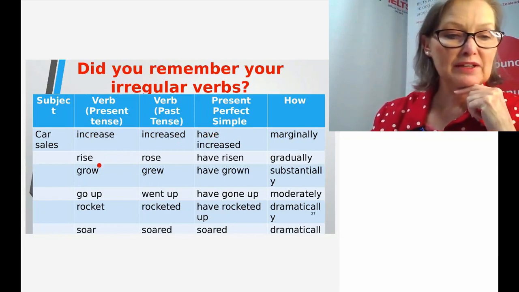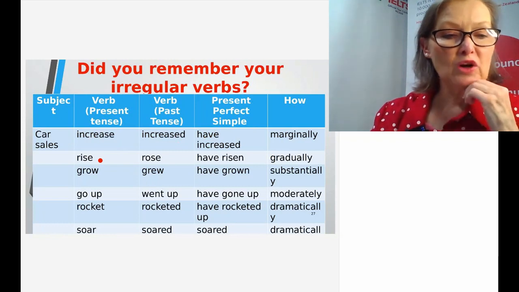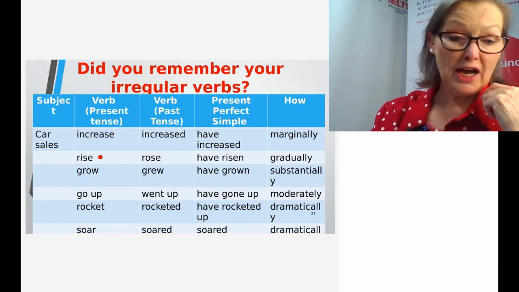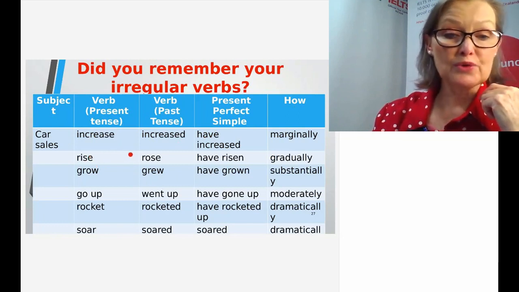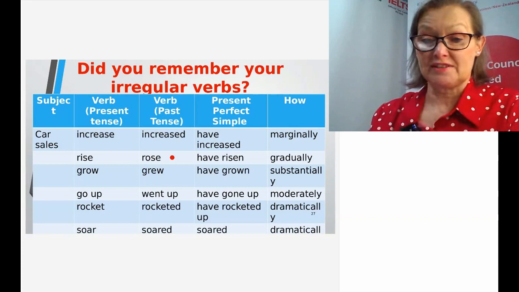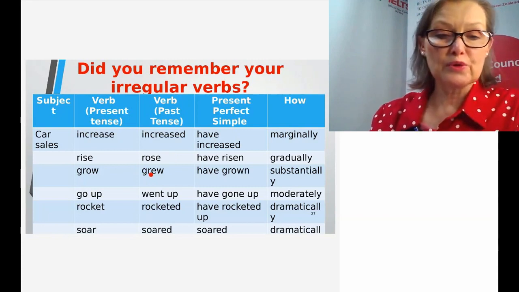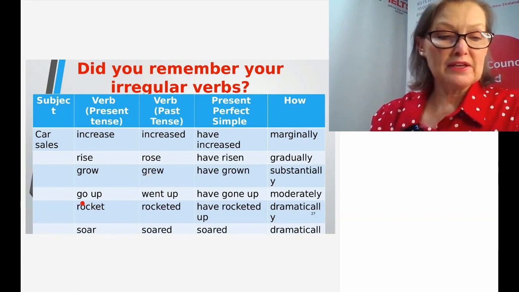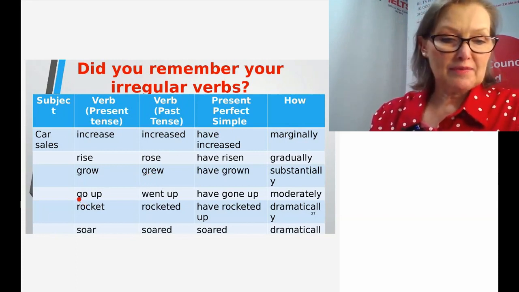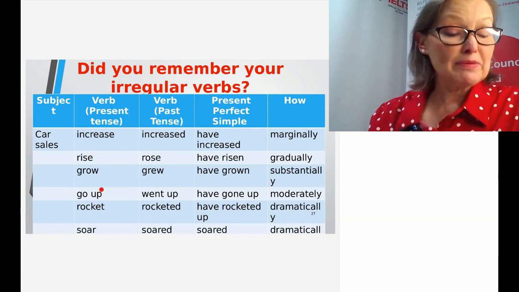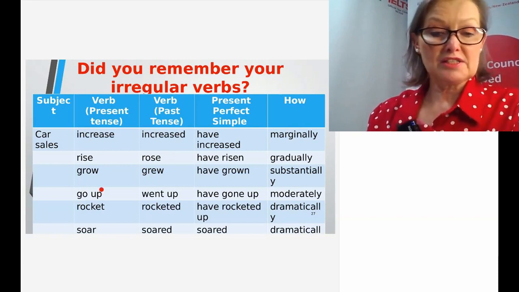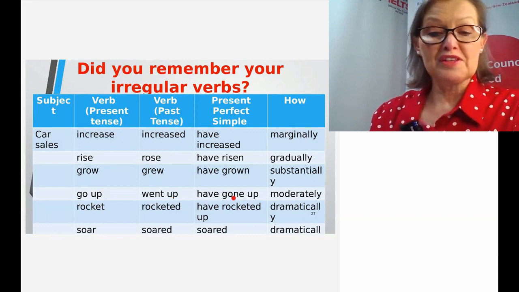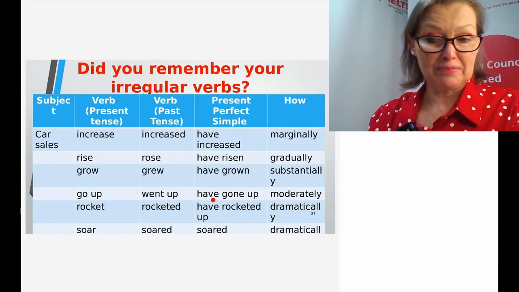But have a look at the second one. And here we've got my irregular verbs, rise and grow. Rise, rose, and risen or have risen. Grow, grew, grown. And my other irregular one there, go up. So every year sales go up at Christmas time. Last year sales went up in December. Or this year sales have gone up.